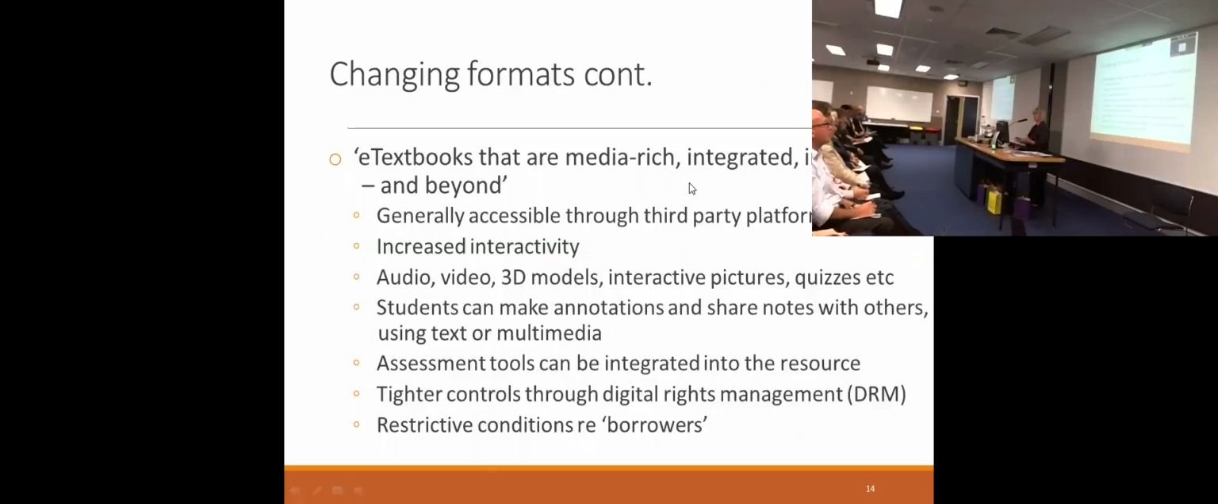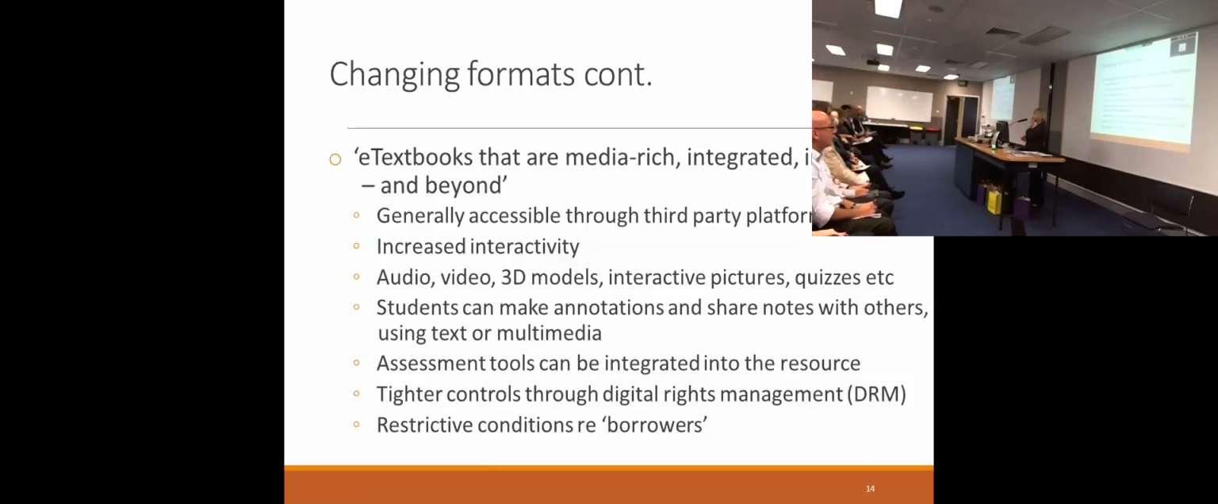But then there's what are now described as e-textbooks that are media-rich, integrated, interactive, and beyond. These are really through these third-party platforms, focusing very much on interactivity. So the student engages in different learning activities through the resources, using audio, video, 3D models, etc. You can have interactive formulas, where you can change components of a formula and change the whole science around what's happening there.